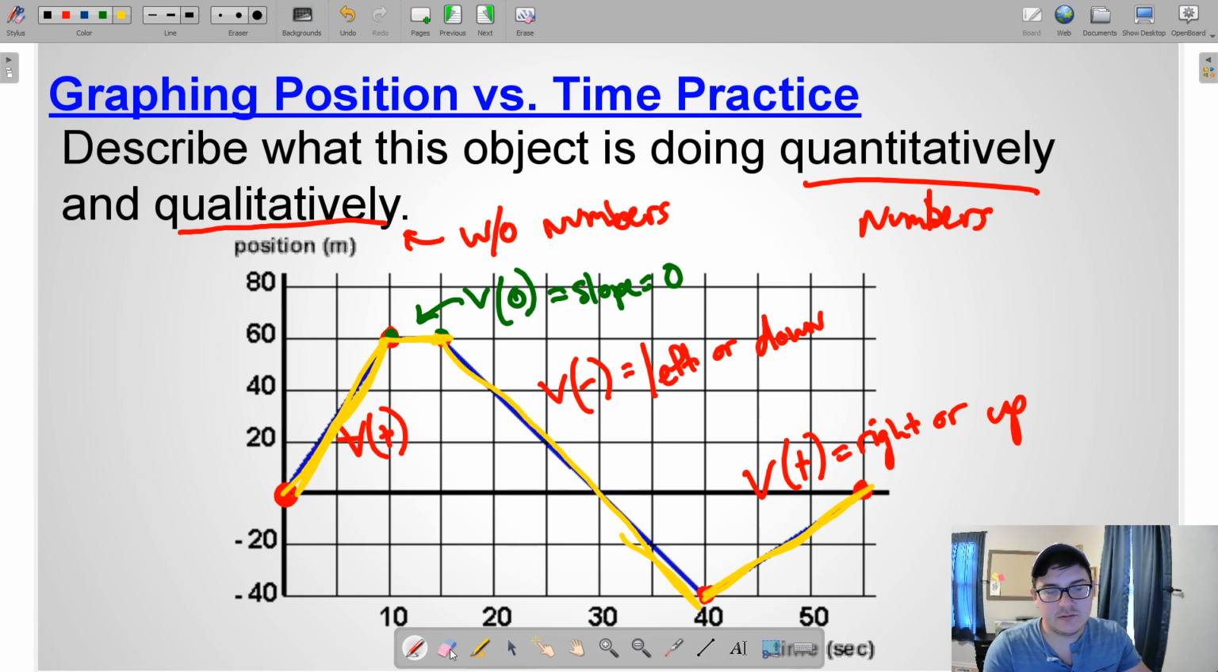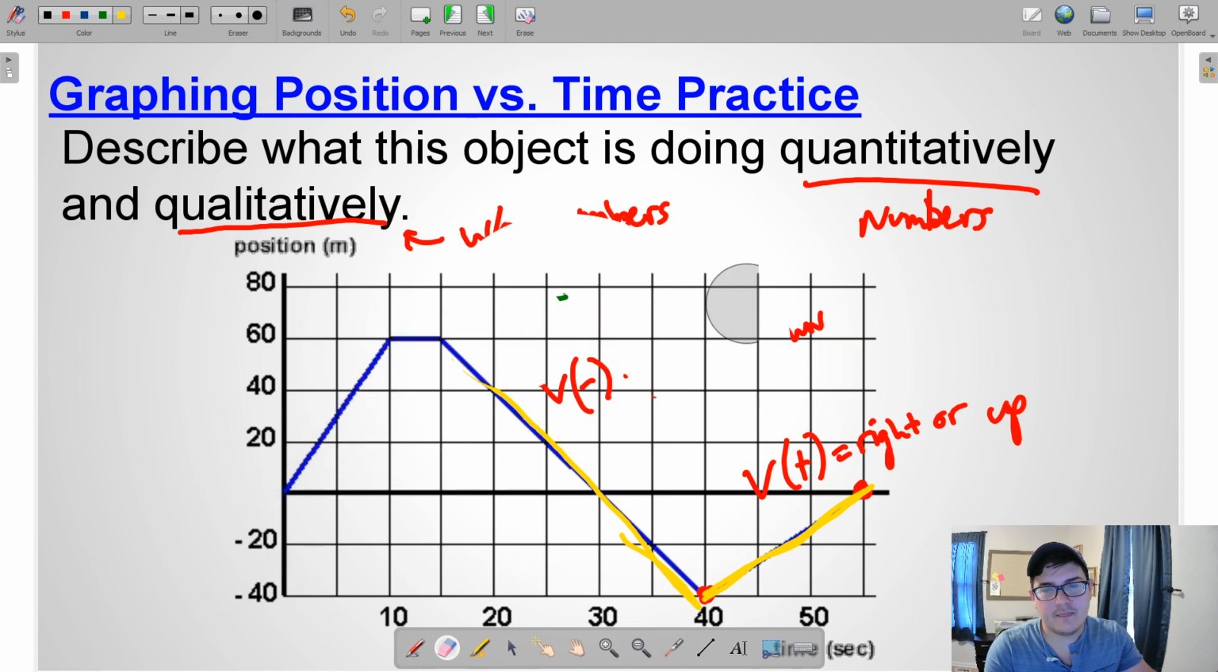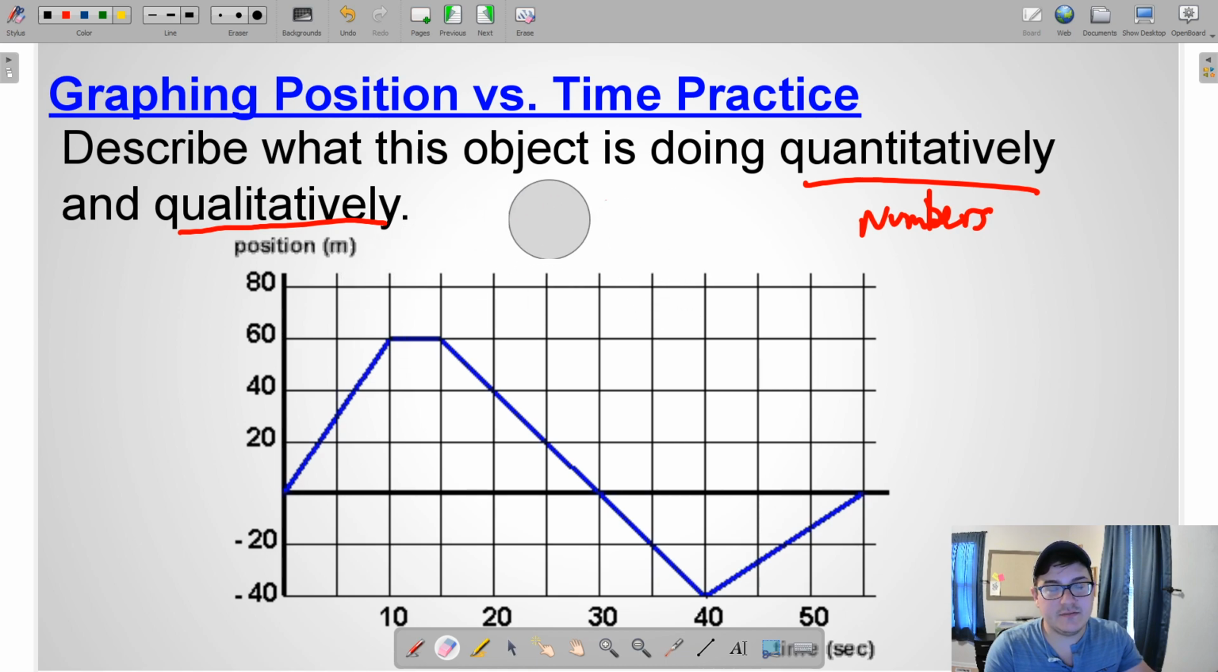So let's erase all this real quick. Okay? Let's explain the displacement of this object. What was it doing? This object was traveling to the right. Let's do a different color. Let's do blue. This object went to the right for 60 meters, and then it stopped.